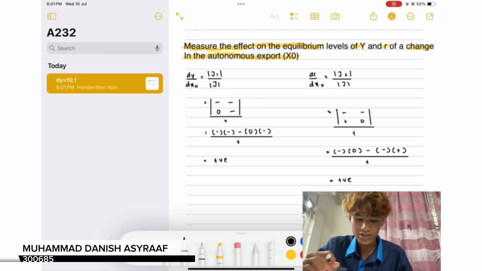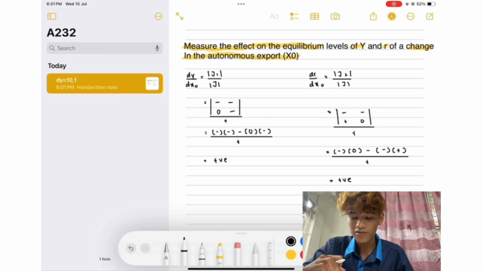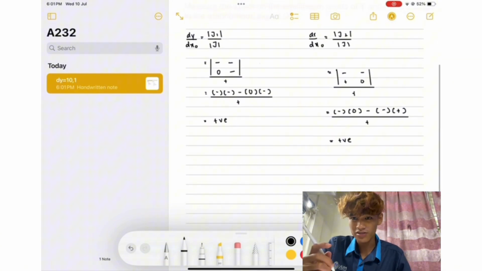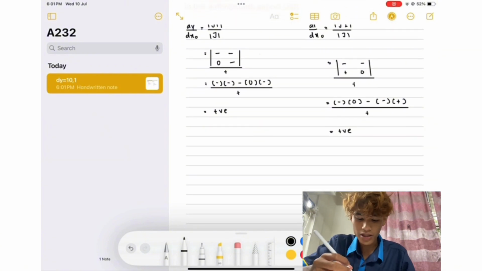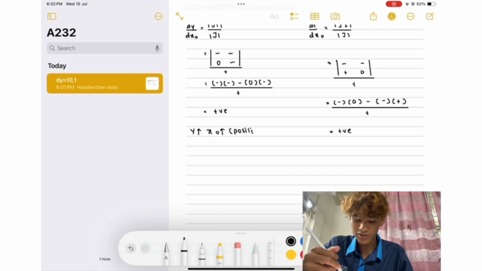Question E asks: measure the effect on the equilibrium level of income and interest rate of a change in the autonomous export X0. First things first, the change in income. So dY over dX0 equals J1 over J. So we got here negative, negative, 0 and negative over plus. And then after we solve, we got a positive output here.